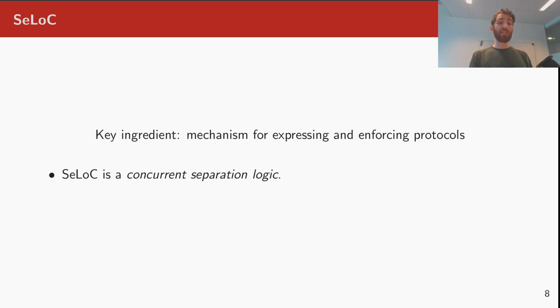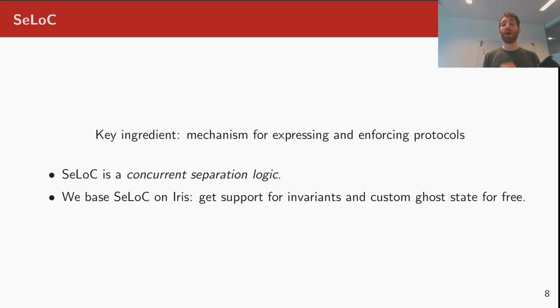Another important ingredient in CLOC is a mechanism for defining and enforcing protocols on programs and data structures. As we mentioned, CLOC is a program logic. Specifically, it's a concurrent separation logic. Concurrent separation logic is an extension of Hoare logic which is geared towards reasoning about concurrent and stateful programs. We built CLOC on top of the concurrent separation logic framework Iris. And as such, we inherit a lot of useful features like invariants and custom ghost state, which are crucial for reasoning about concurrent programs with custom protocols on data structures. I will not go into details on this, but I would like to illustrate this on our example.